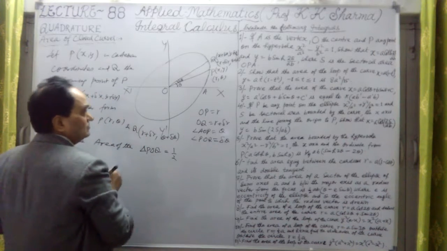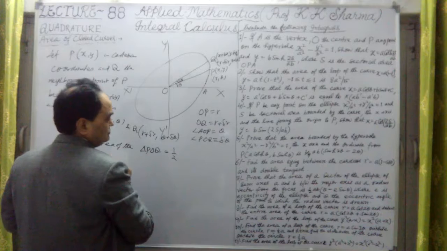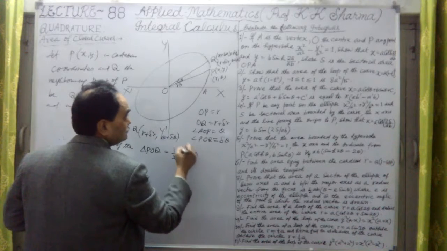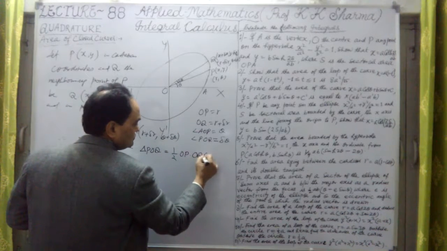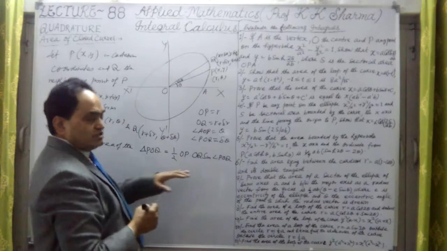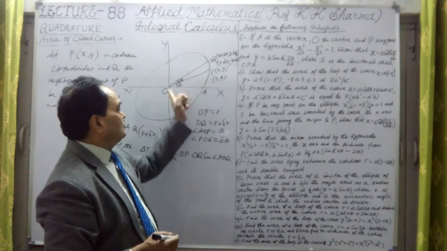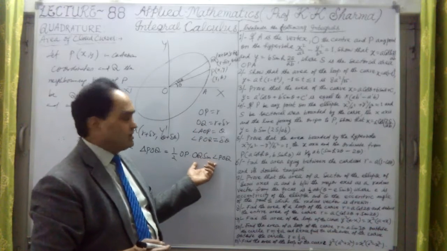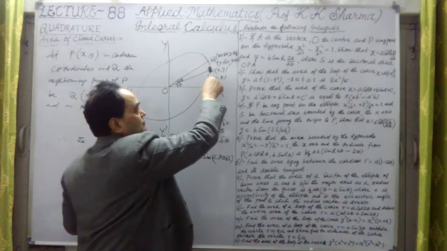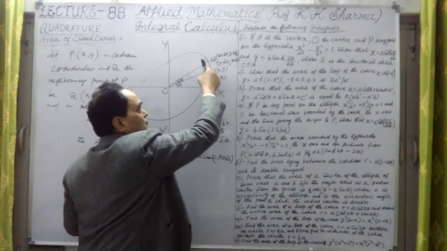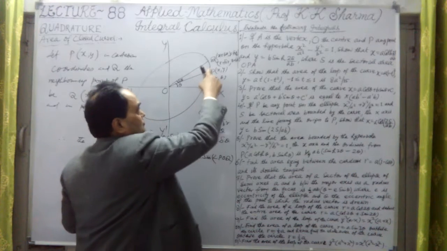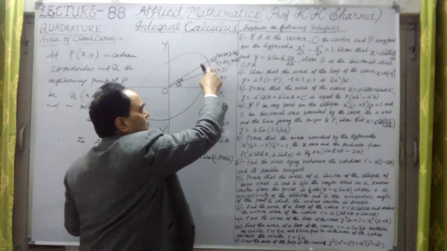Therefore, the area of triangle POQ, which is the sectorial area, is given by half of OP into OQ into sine of angle POQ. How is it sine of angle POQ? If we draw a perpendicular, or join this point to this point, with a right angle here and delta theta as the angle, the hypotenuse is r plus delta r. Let me join PQ.